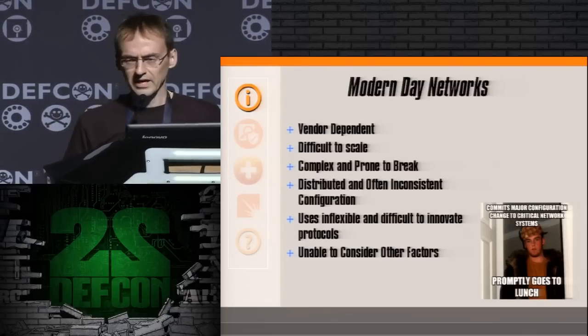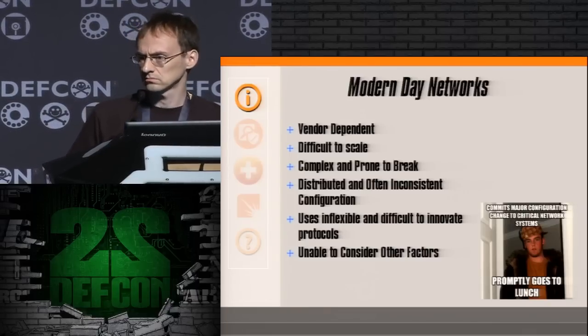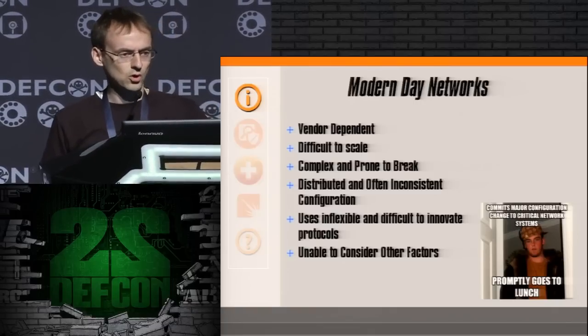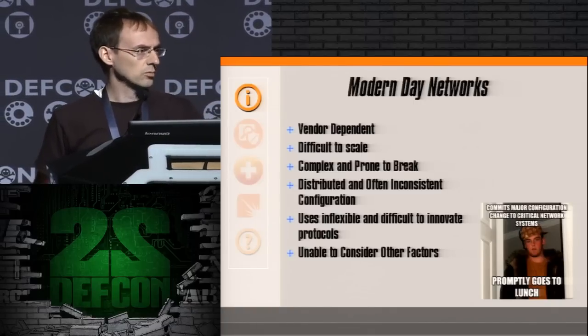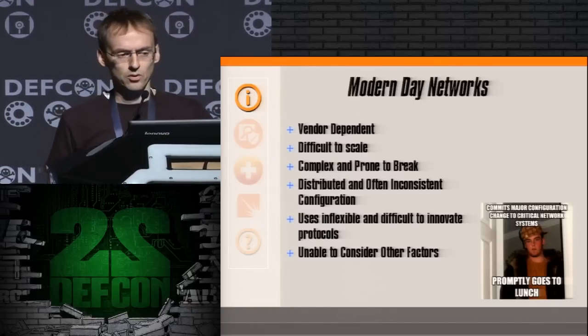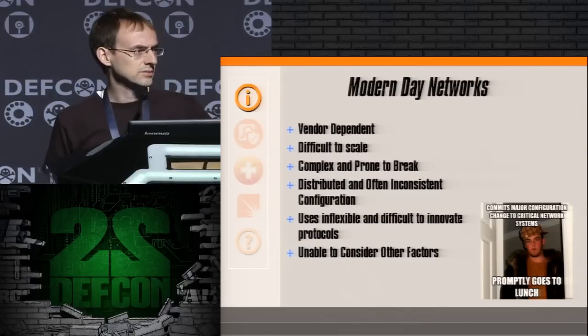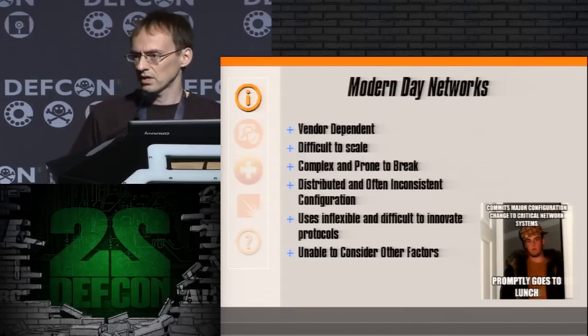Now these networks are difficult to scale. We're adding one box after the other, each with its own configuration. Therefore, the network becomes rather complex, rather fast, and prone to break. The configuration is distributed, and there's often an inconsistency because each box has its own unique view of that network. We make mistakes, all sorts of things happen.